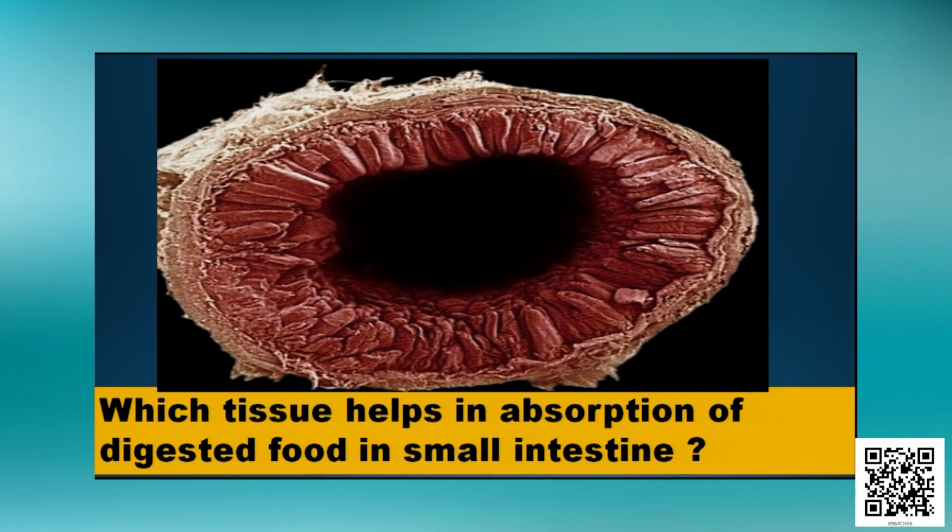This is the inner surface of the small intestine. So what happens? The small intestine is the organ where complete digestion occurs. After digestion, the food is absorbed. So which tissue helps in absorption of the digested food in the small intestine? Let us find out what epithelial tissue is found in the inner lining of the intestine.